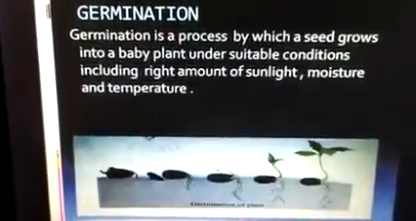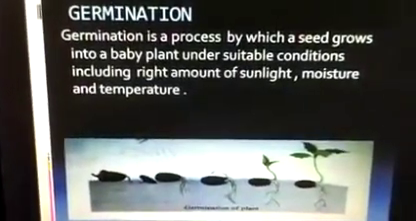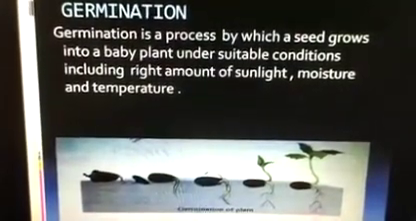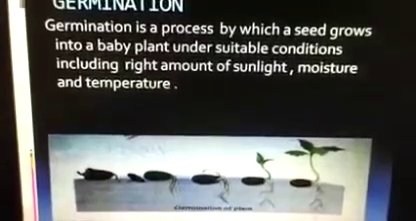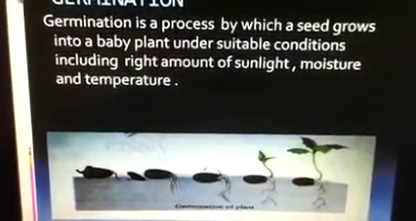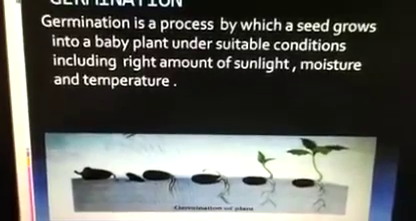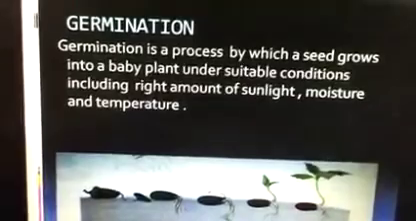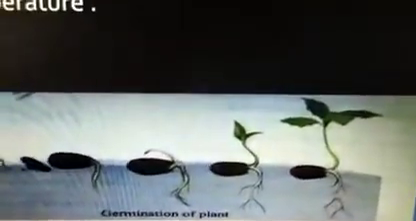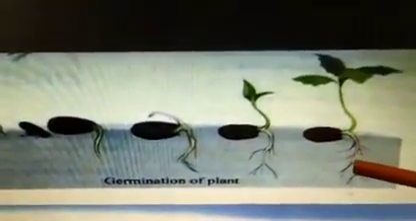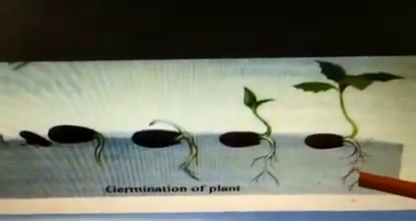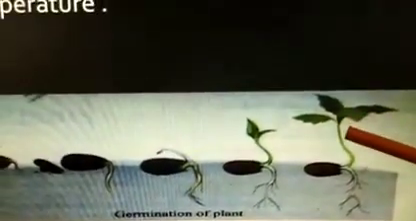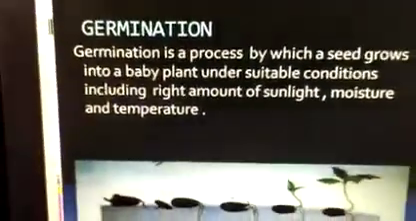What is germination? Germination is the process by which a seed grows into a baby plant under suitable conditions, including the right amount of sunlight, moisture and temperature. In the diagram below, the process of germination is shown. The part of the new plant which grows in the downward direction forms the root system, and the part which grows in the upward direction forms the shoot system.